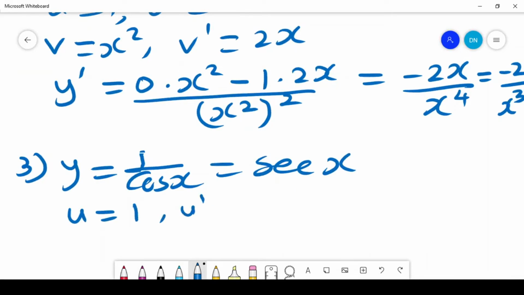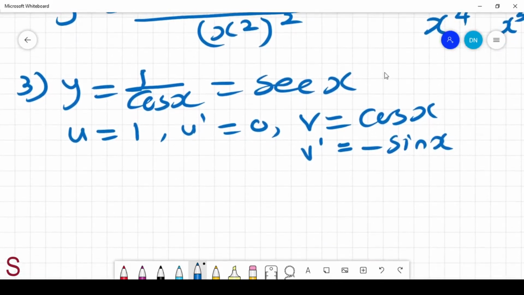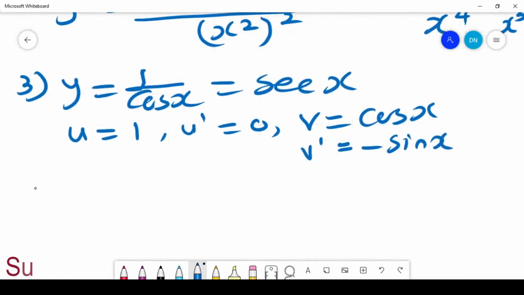My u will be 1. My u prime will be 0. My v will be cos x. And my v prime will be equal to negative sine x. So that's what I would get. So what is the derivative of sec x? The first derivative of sec x will be 0 times cos x minus u times v prime.